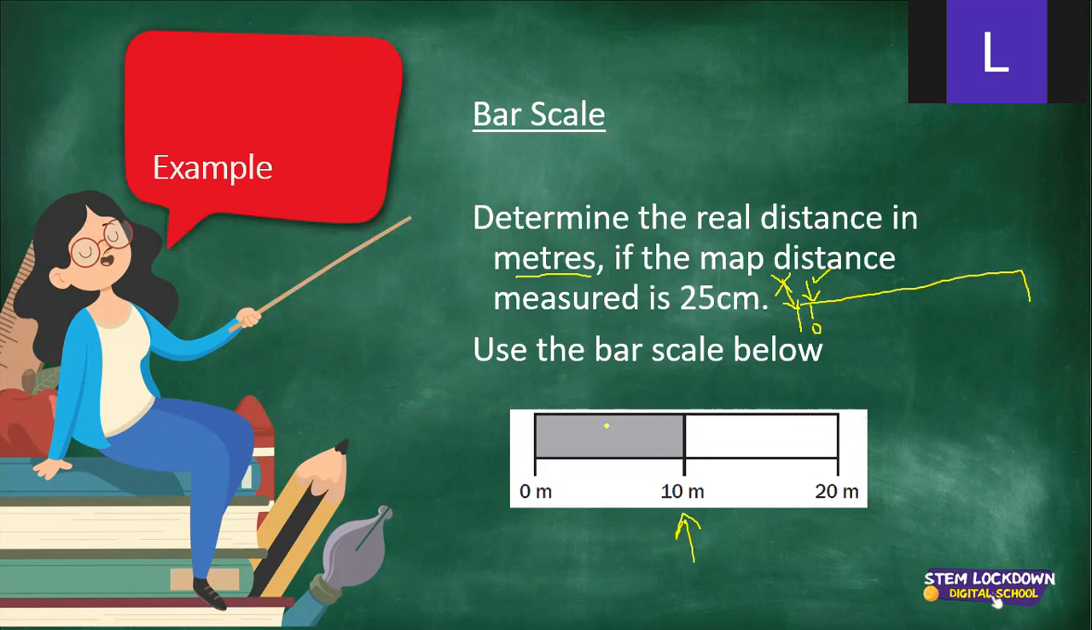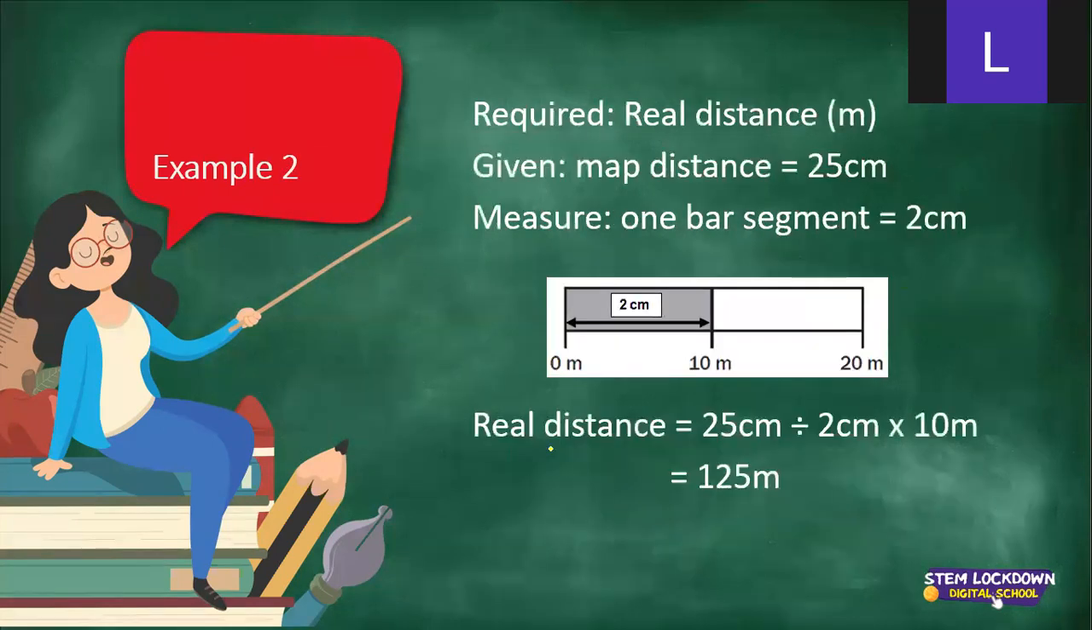In this case, you measured this distance, right? And I've measured it for you. Obviously, our screens are not the same. So this is 2 centimeters long. One segment of a bar is 2 centimeters long, right? And the map distance, which you've measured using a ruler on the map, is 25 centimeters. So the real distance will be your map distance divided by the segment of the bar scale, right? So in this case, your 25 centimeters divided by your 2 centimeters, because this segment is 2 centimeters long.